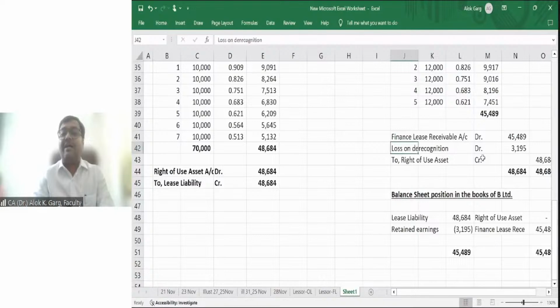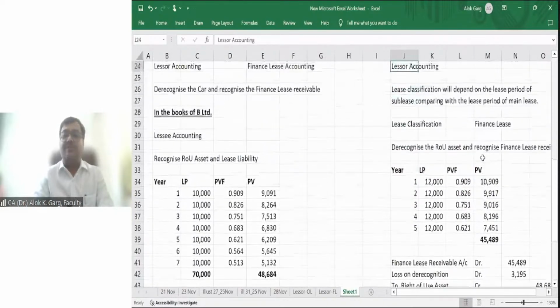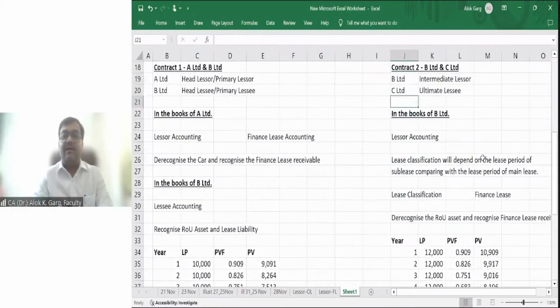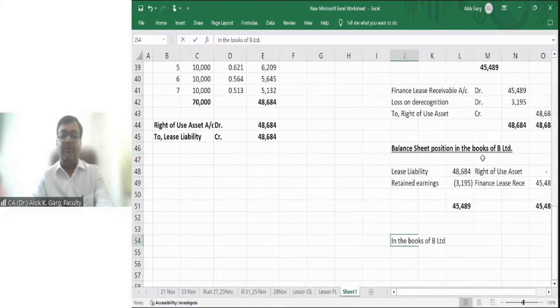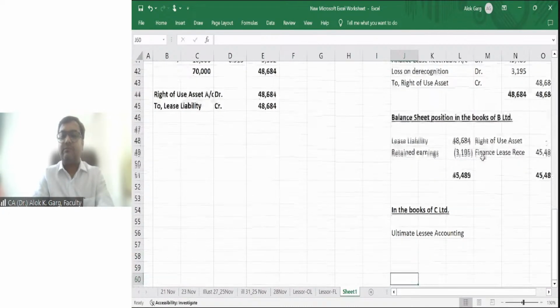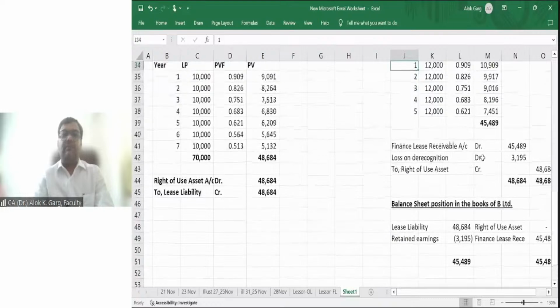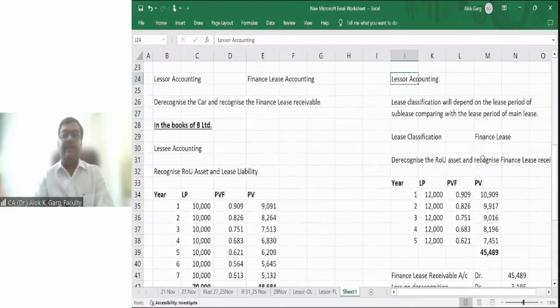Now, what is the accounting in the books of C Limited? Who is the ultimate lessee? In the books of C Limited, what is the accounting? Simple accounting in the books of C Limited, no challenge. C Limited is the ultimate lessee. So what is the accounting in the books of C Limited?